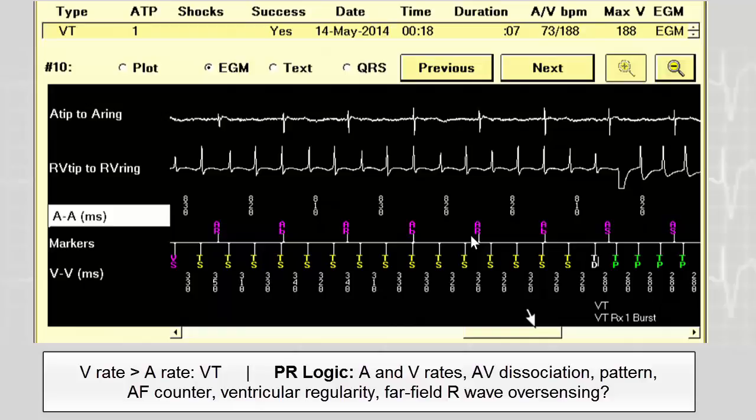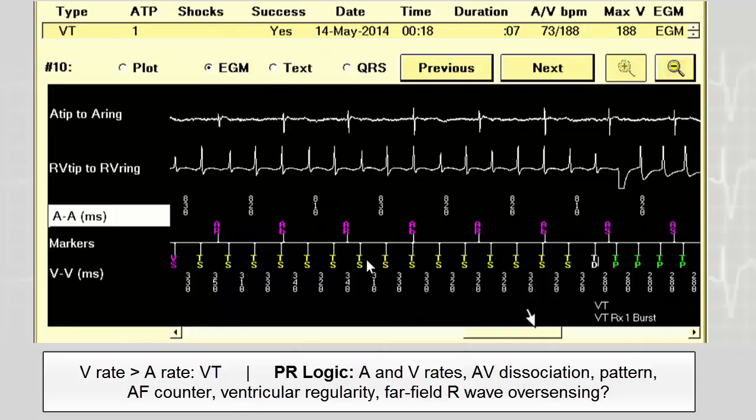The functioning of the PR logic may seem quite complex. What you need to understand is that 6 criteria are continuously calculated, and these criteria are based on different analyses.